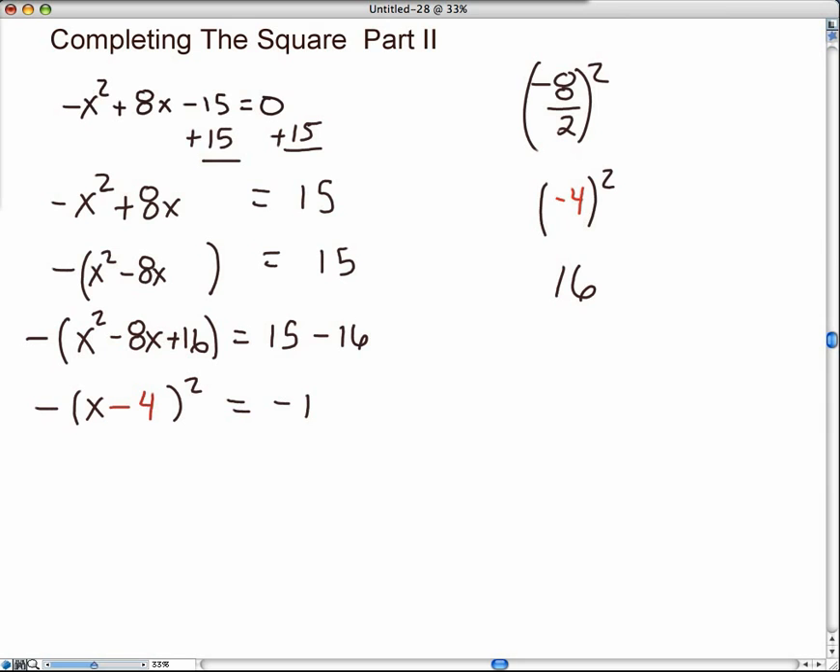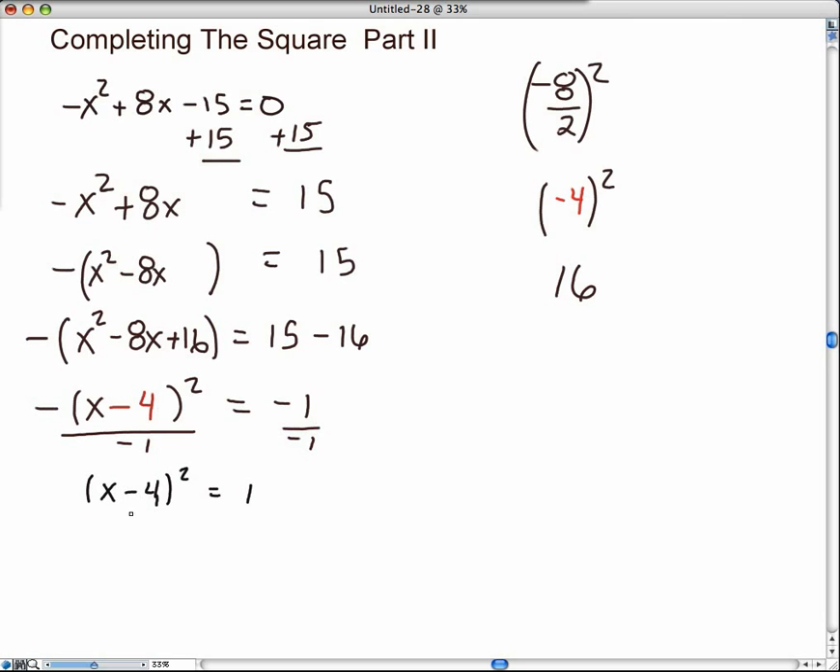Okay, then the next step is, you might say, well, we can't take the square root, I guess we're done, we can't do anything. Well, that's not right. What we can do is get rid of this negative by multiplying by -1 on both sides. I prefer to divide by -1 on both sides. So here it is, -1 on both sides. And I get (x - 4) squared equals, 2 negatives make a positive, and that's going to be a 1.